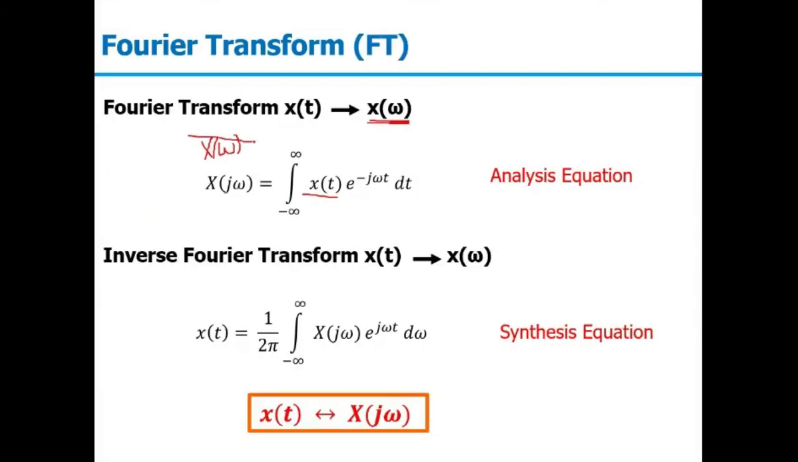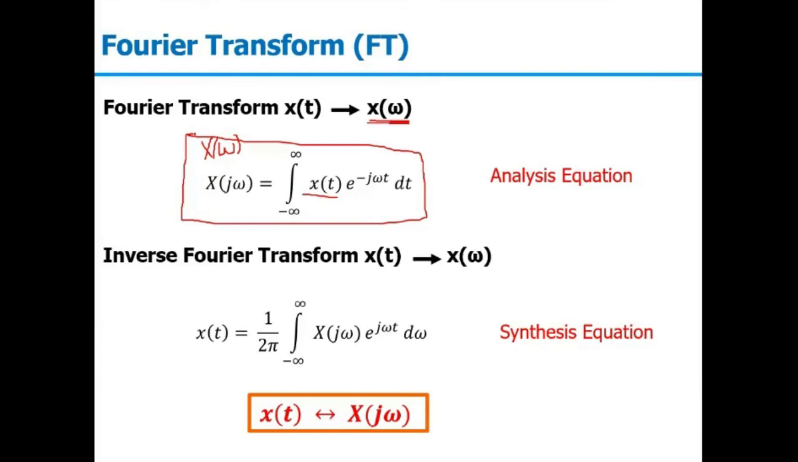So this is a very important equation. Whenever we are given a function x(t) and we need to convert it into the corresponding frequency domain, or find the Fourier transform of x(t), we will simply use this analysis equation, that is, integration from minus infinity to infinity of x(t) e^(-jωt) dt.